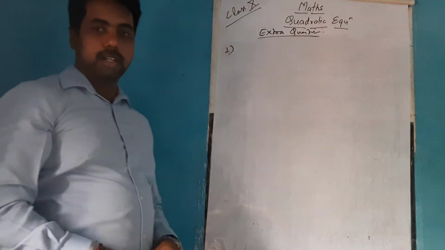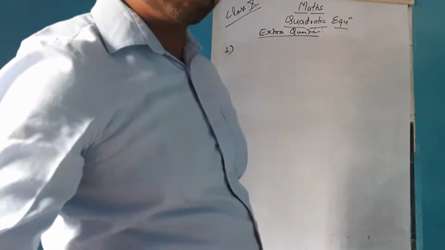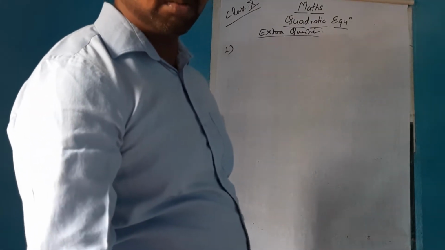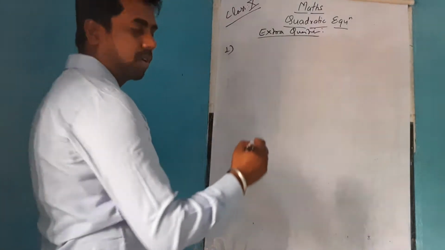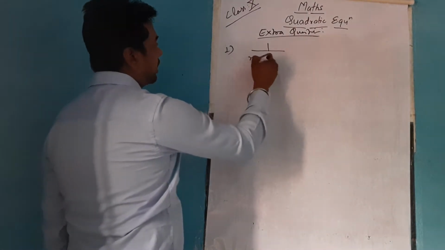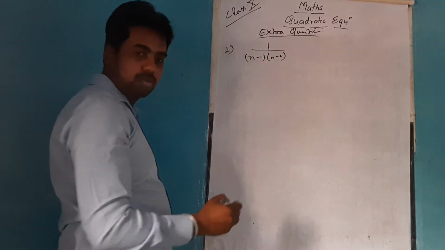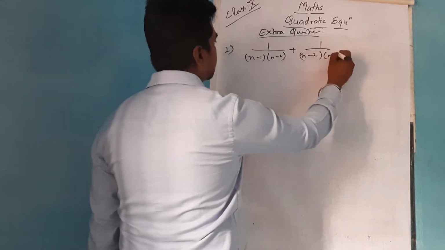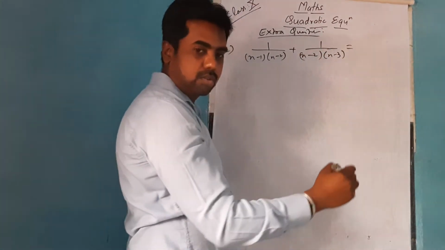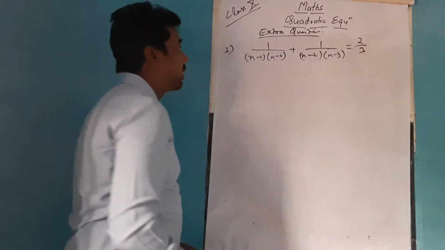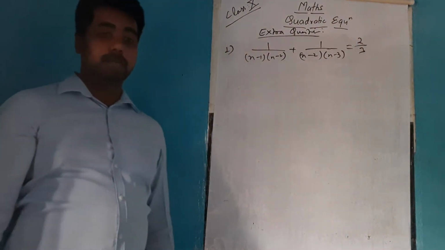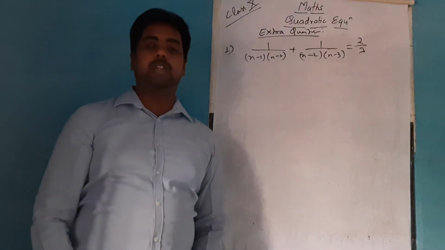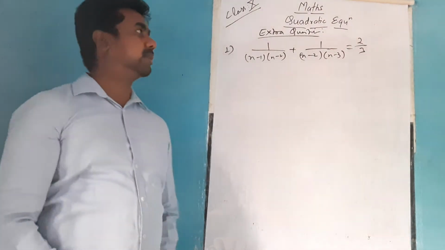Like, first I am showing the first question. 1 upon (x minus 1)(x minus 2) plus 1 upon (x minus 2)(x minus 3) equals 2 by 3. We have to solve and get the value of x.